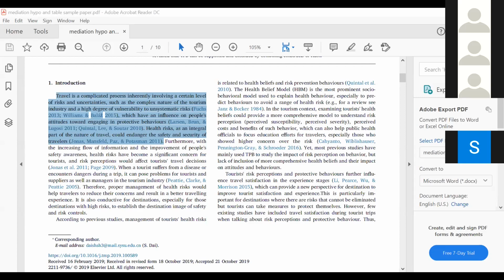In introduction, you start with the rationale. You start with the problem that you are addressing. Okay, so this whole first paragraph will be the problem.